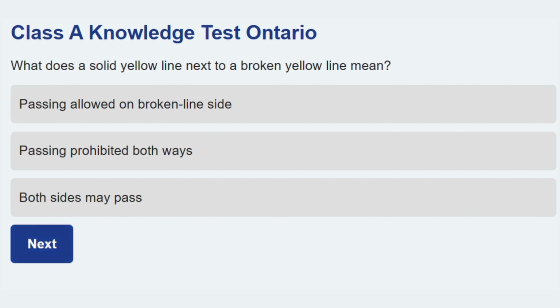Continuing, what does a solid yellow line next to a broken yellow line mean? Passing allowed on broken line side. The solid side traffic cannot pass.